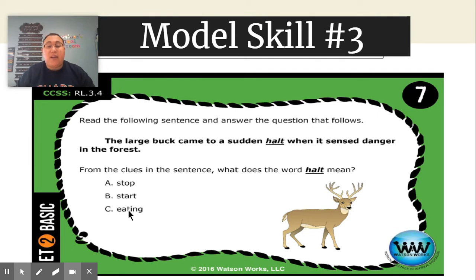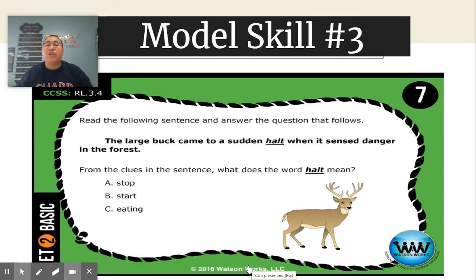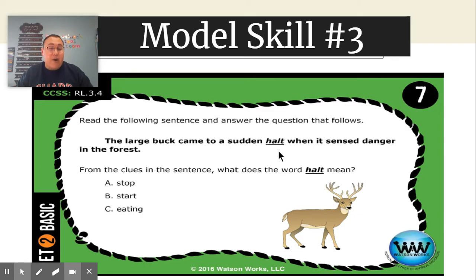The large buck came to a sudden start when it sensed danger in the forest. Do you think they're going to start if they sense danger? If they feel danger around them? Probably not. Eating. The large buck came to a sudden eating when it sensed danger in the forest. Are they going to be eating if they think there's danger near? No. So my best answer using all of these clues here is that halt means stop. So you've got to use the clues around you to understand the words that you are trying to figure out.